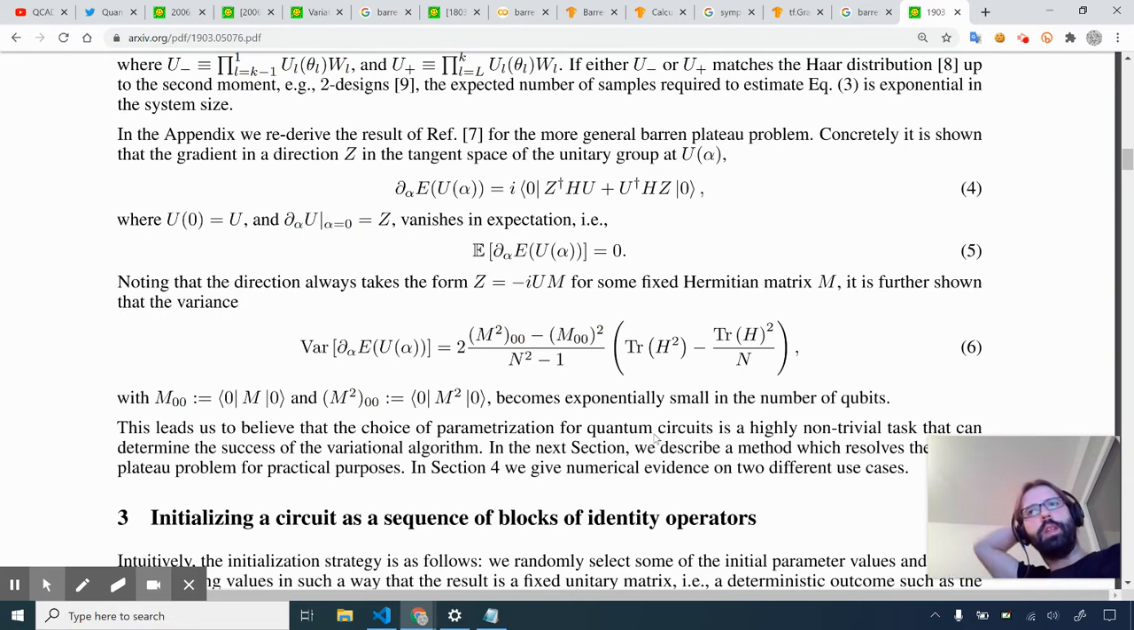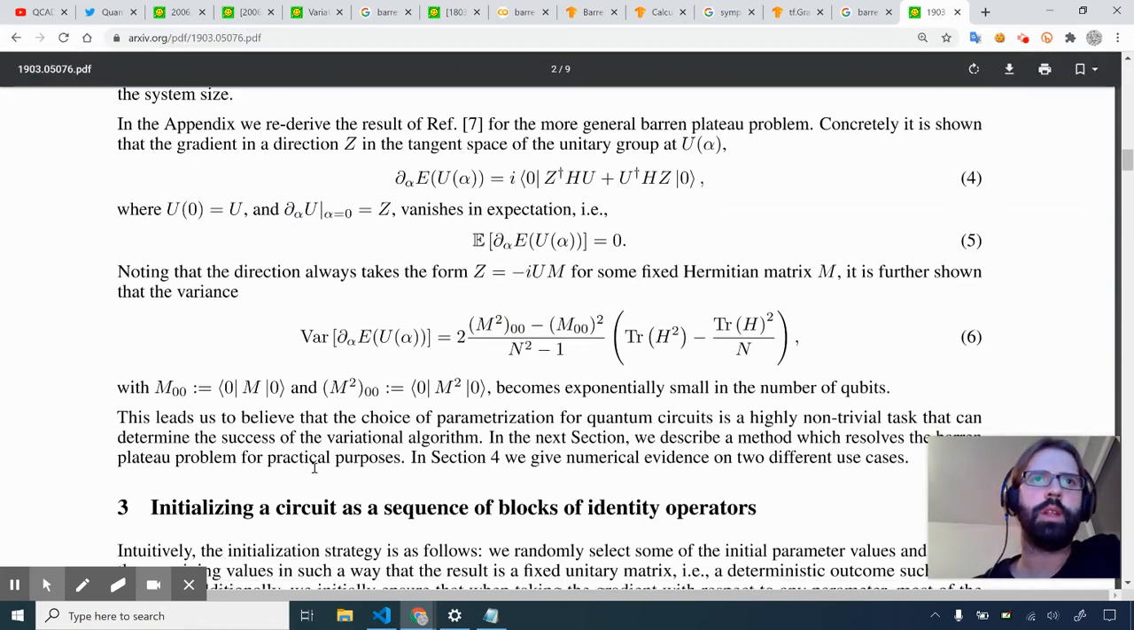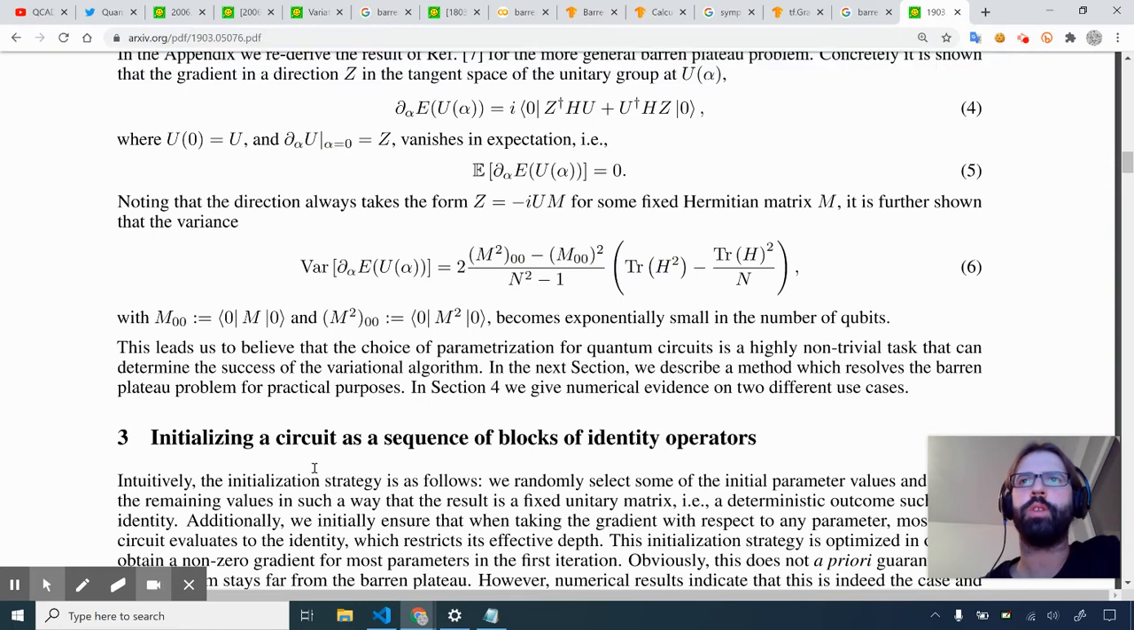So basically, the more qubits you have, the less the expectation value varies, and that's an interesting thing. This leads us to believe that the choice of parameterization for quantum circuits is a highly non-trivial task that can determine the success of the variational algorithm. In the next section, we describe a method which resolves the Barren plateau problem for practical purposes. In section 4, we give numerical evidence of two different use cases.